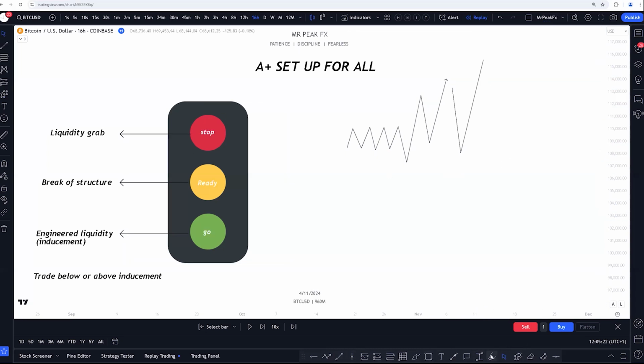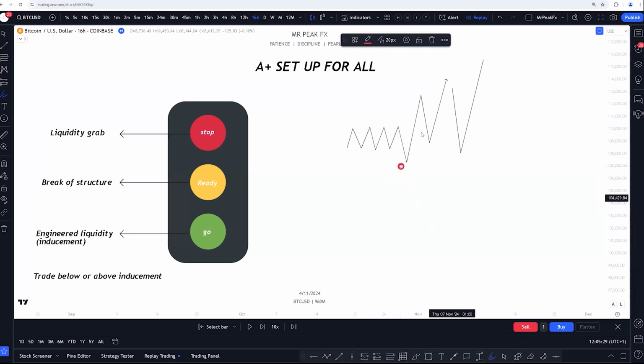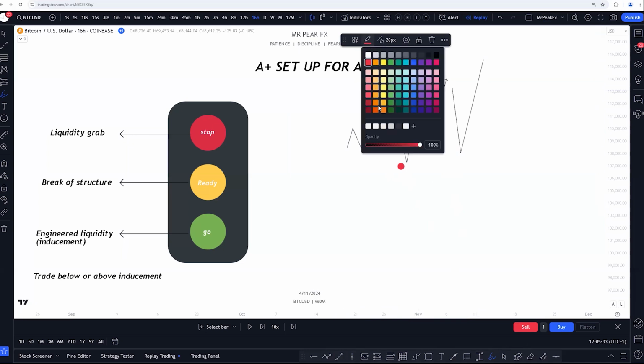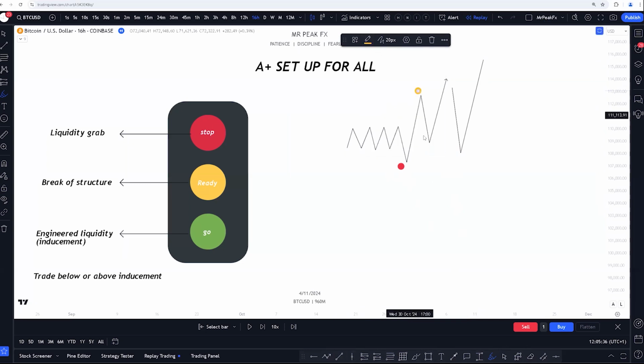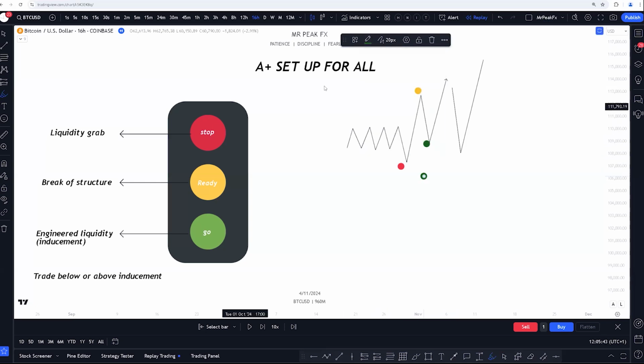Now, let me make this simple for you. So whenever I see a liquidity grab, this is your stop. Okay. The next thing, you see a break of structure. This is your yellow. And the next thing, you see an inducement. This is your green. So what you want to do is trade below the inducement. There will be certain zones or certain POI that you can actually trade from. So please take note of this.